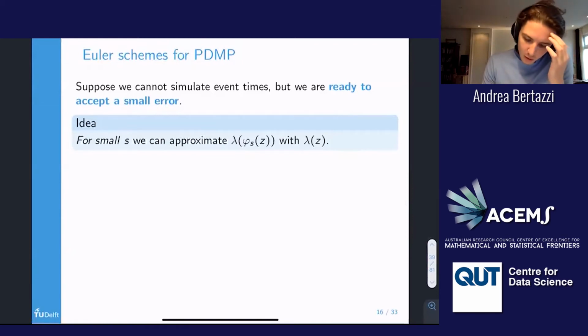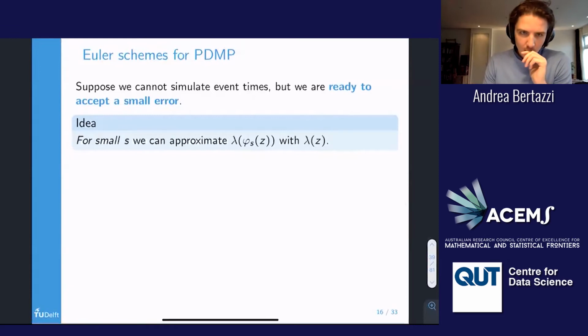Okay, so let's see what we can do to solve this issue. Basically, we cannot simulate event times, but we're ready to accept a small error. This is basically the situation, okay? Because we really want to simulate the PDMP because it has very nice properties, but we have this problem that we can't simulate the switching times.